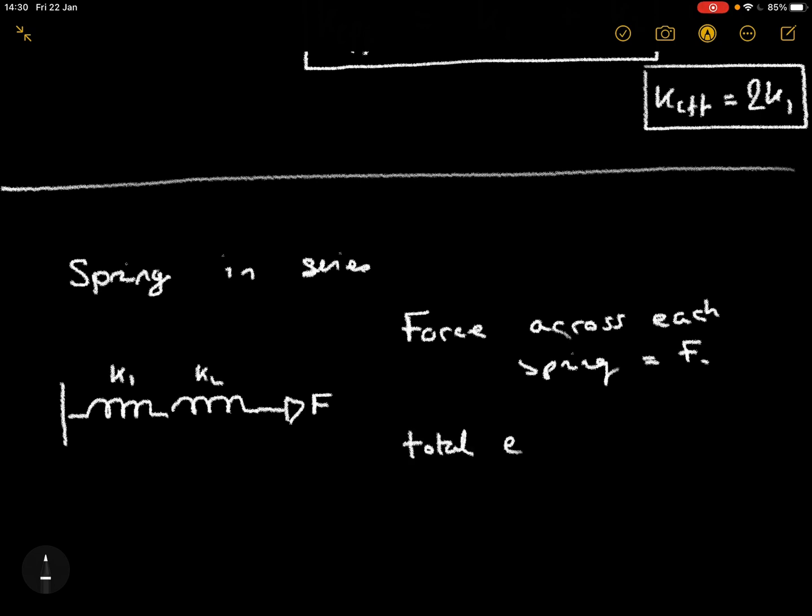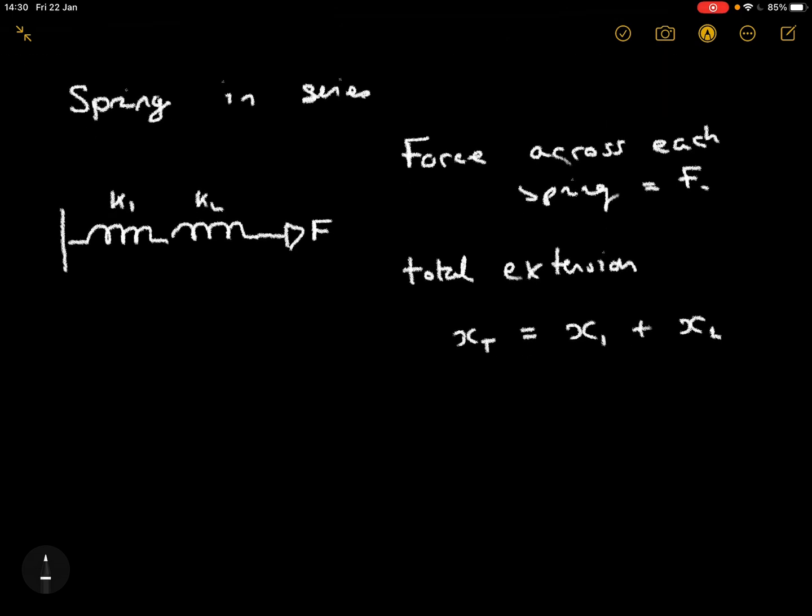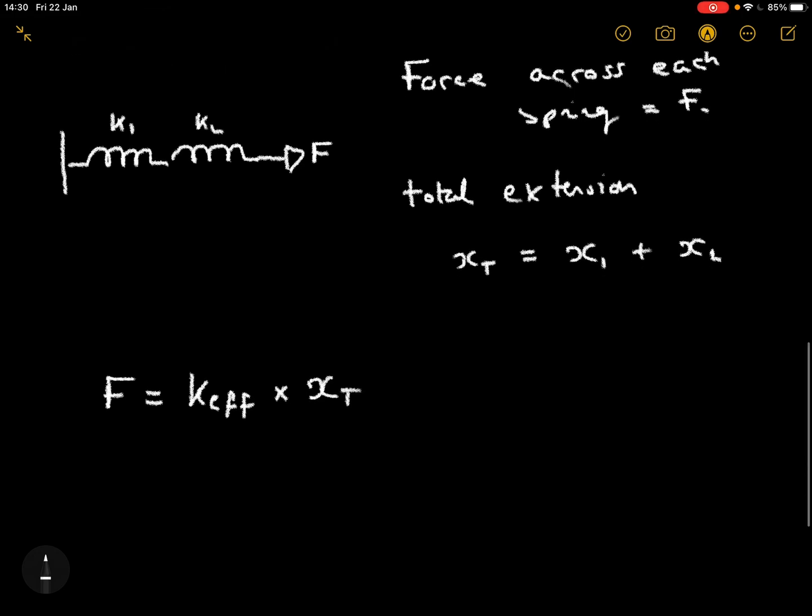So what we have is the total extension, so X total is going to be the extension of spring 1 plus the extension of spring 2. So we can look at Hooke's law overall. For the overall system, we can say that the force is equal to the effective spring constant times the total distance. And we can also say that the total extension is equal to the force over the effective spring constant. So that's looking at the overall system.